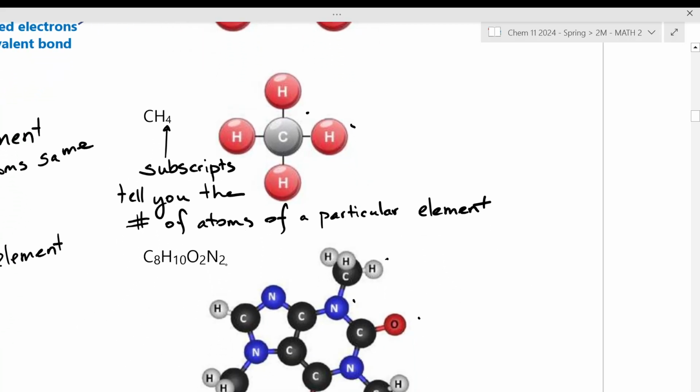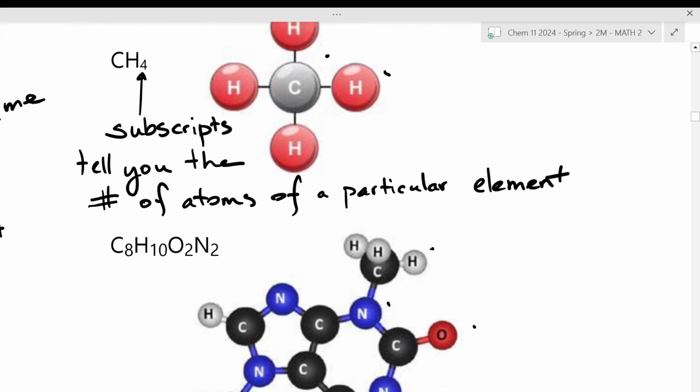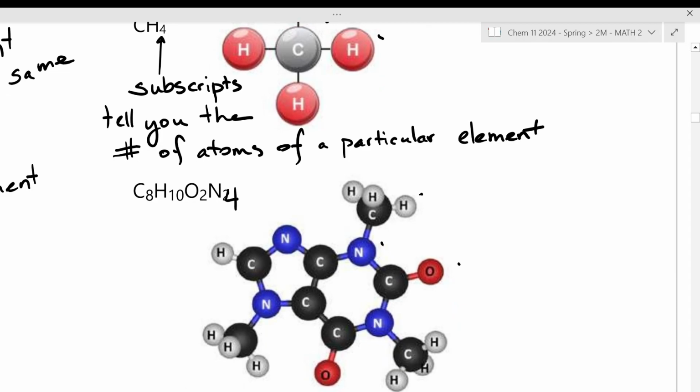And we need to make one little correction here. It should be C8H10O2N4, because if you notice, we have 4 blue atoms, not just 2.